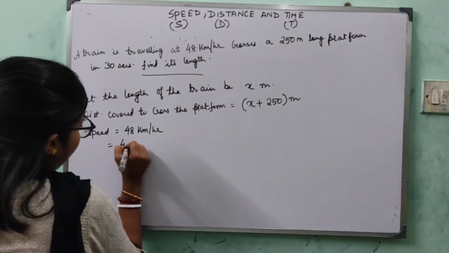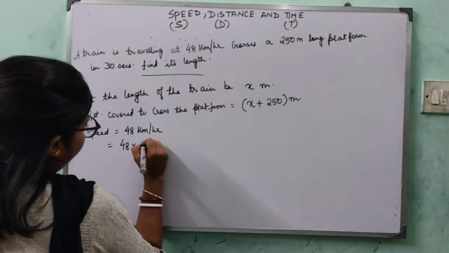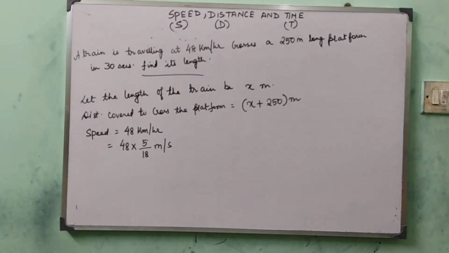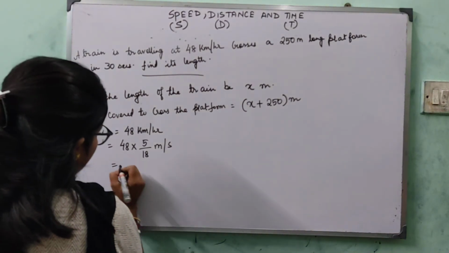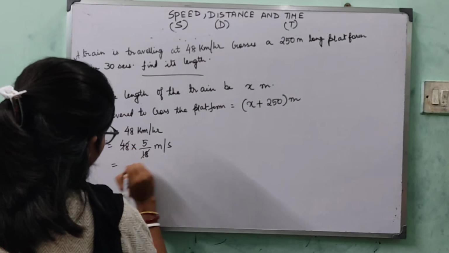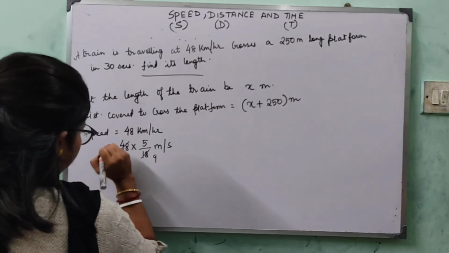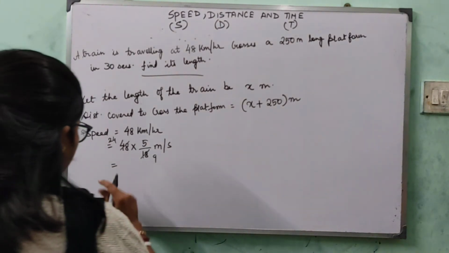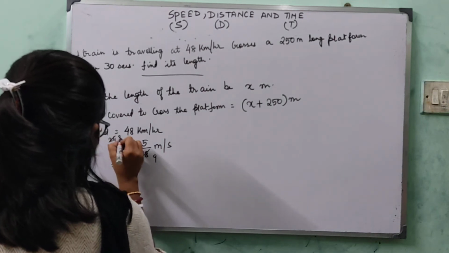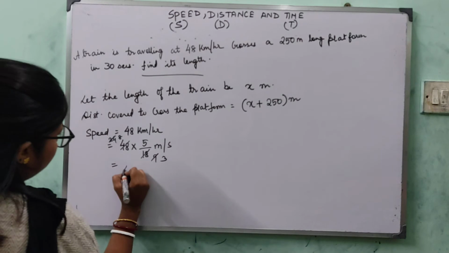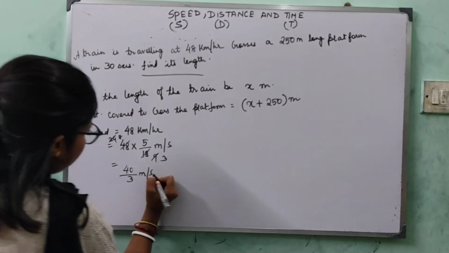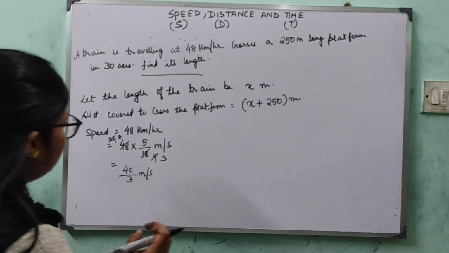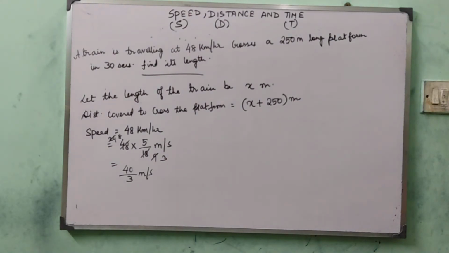So 48 into, we are converting it to meter per second, that means we will multiply with 5/18. So 48 into 5/18, this is 40/3 meter per second. Okay, 6 3s are, 6 8s are, yes, 8 5s are 40/3 meter per second.